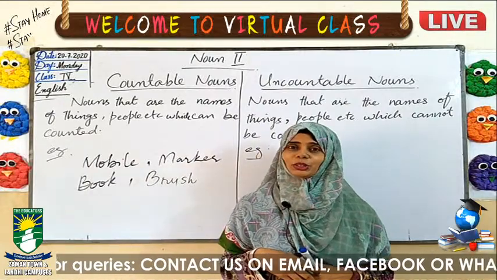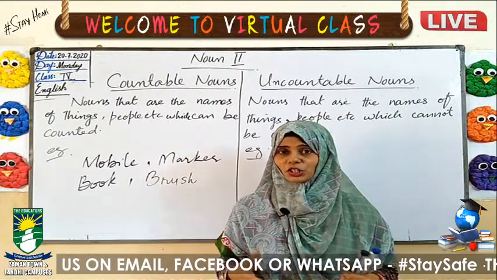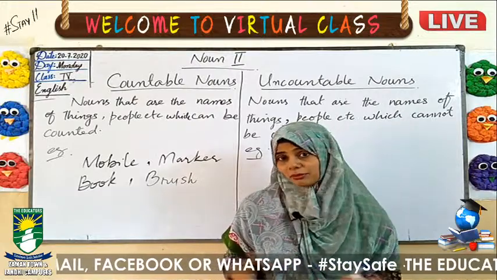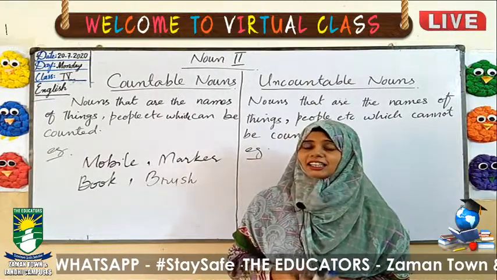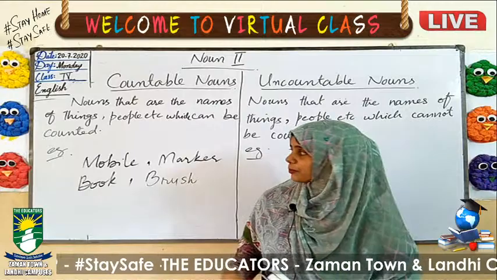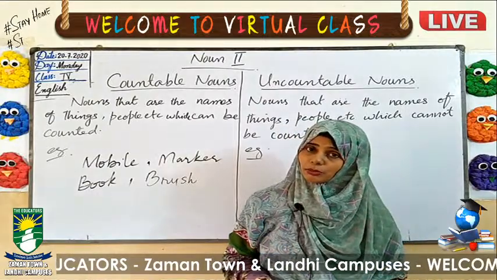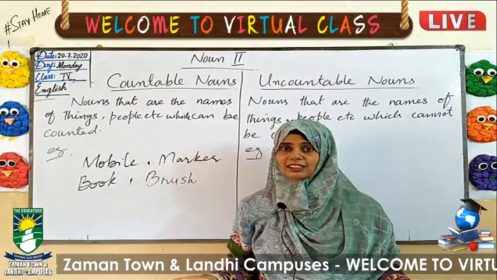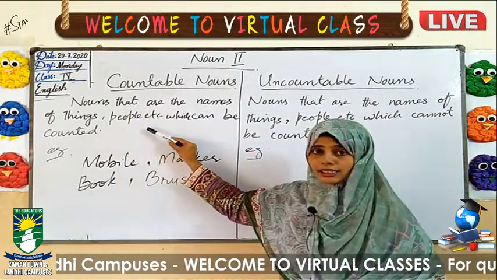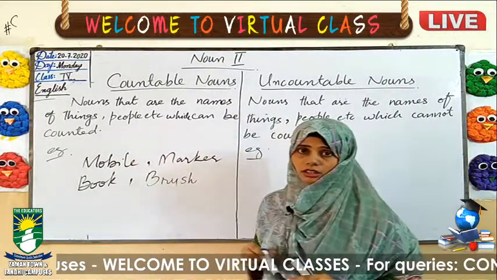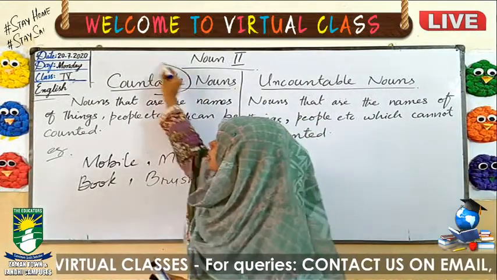When you come to school and you sit in your class, you see teachers in your class, so teachers can be counted. Okay, 4, 5, 6, 7, 8. Got it? Guys, come to the point. Today we are going to learn about the things or nouns which are countable or uncountable. Okay? Nouns that are names of things, people, etc. which can be counted. The things which can be counted are called countable nouns.